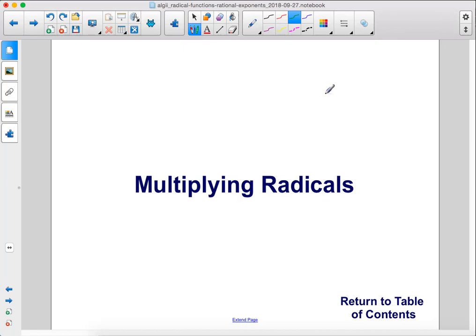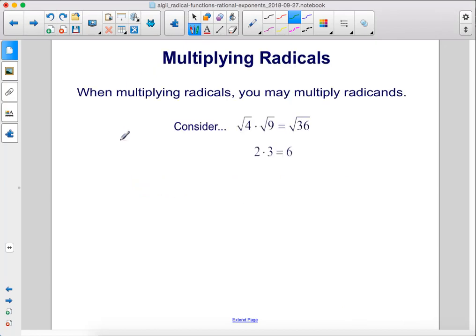Multiplying radicals. When multiplying radicals, you may multiply radicands. Consider the square root of 4 times the square root of 9 equals the square root of 36, because 4 times 9 is 36. The square root of 4 is 2, the square root of 9 is 3, so 2 times 3 does equal 6, which is the square root of 36. So this is all allowed.